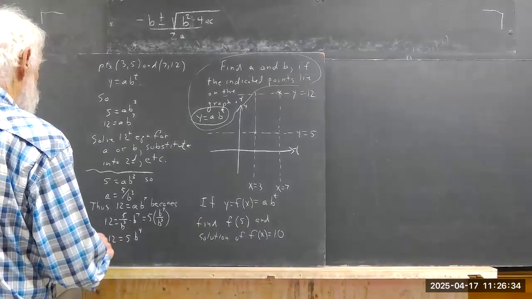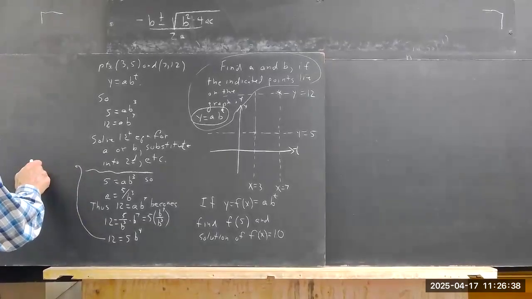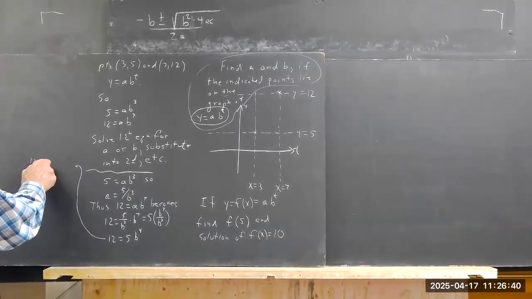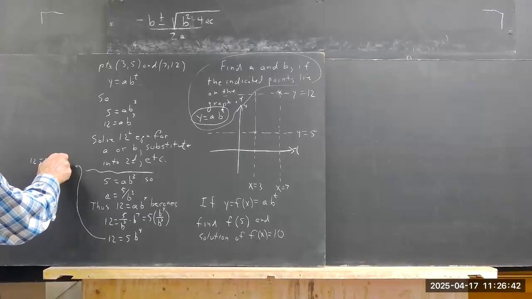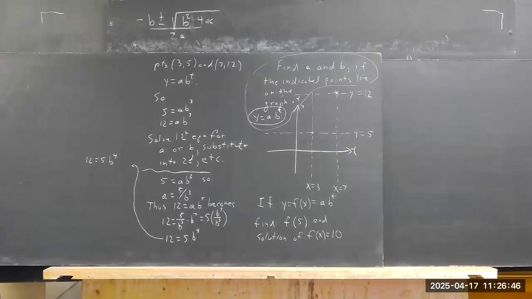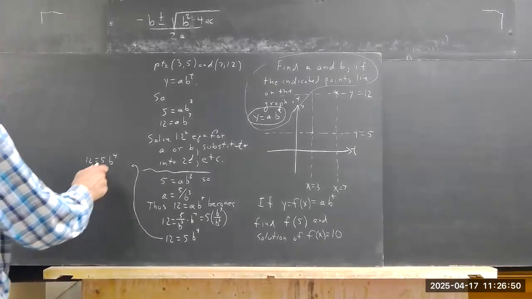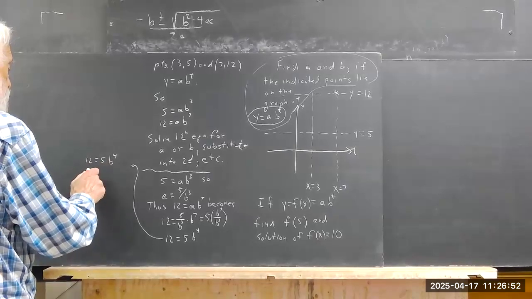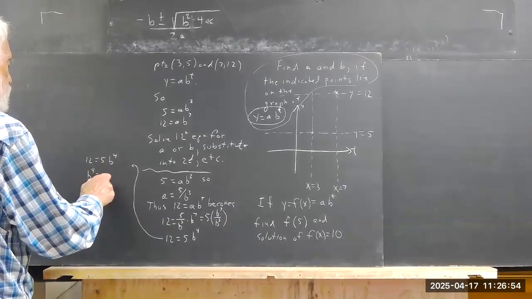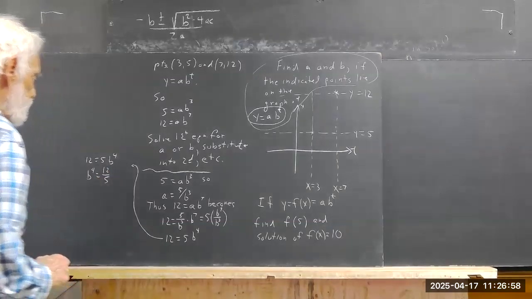Leave myself enough room. Well, got this far. It should be on the screen here. Okay. So you got 12 equals 5b to the 4th. What do you do with that? You divide both sides by 5, and you get b to the 4th equals 12 fifths.